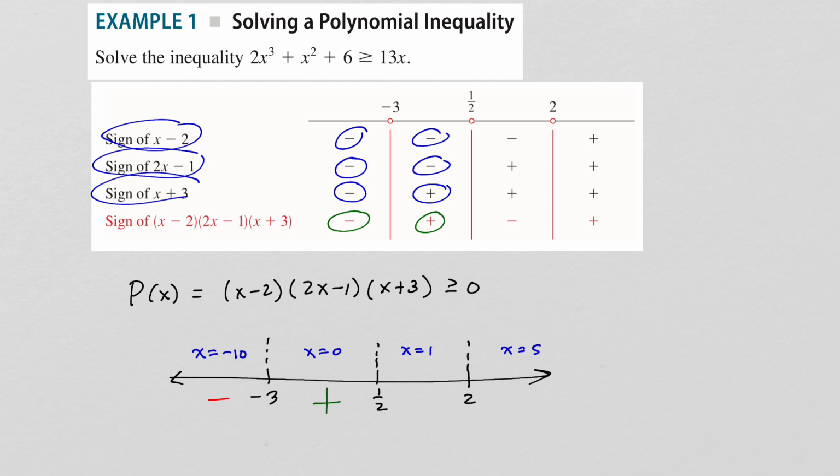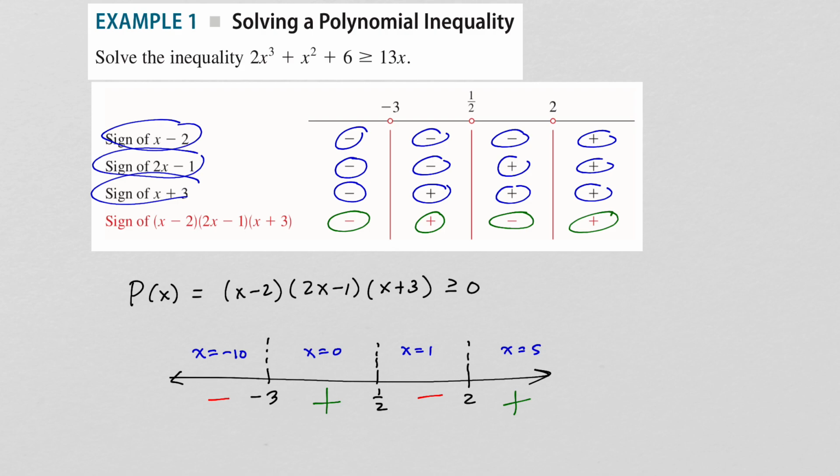And then for the next interval, in between 1/2 and 2, you can see that we have a negative times a positive, which ultimately is a negative. And then finally, for the interval where x is greater than 2, you can see we have three positive numbers, and the product of three positive numbers is a positive number.